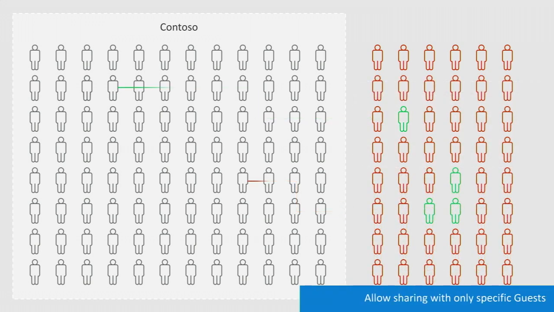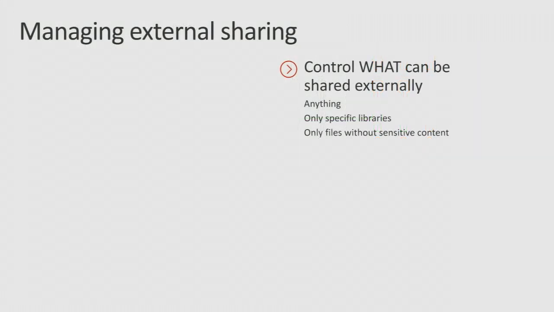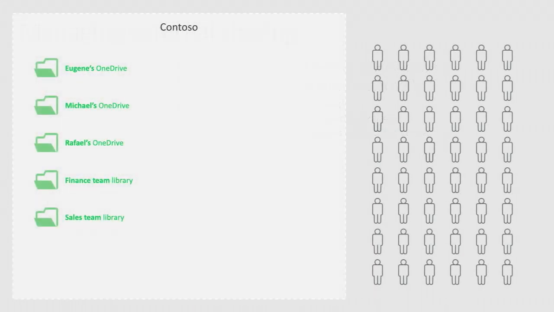I can even configure to share with only specific people in the world by populating my directory ahead of time with only the people who are allowed to be shared with, and saying you can only share with people if I've previously said that they're okay. So that's a quick look at how I can control who can be shared with.